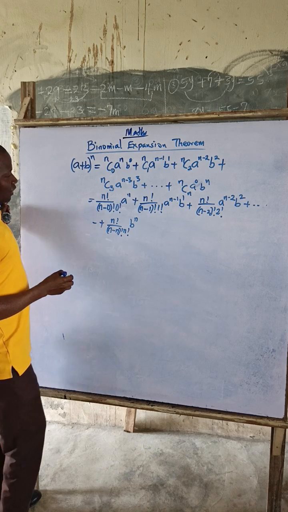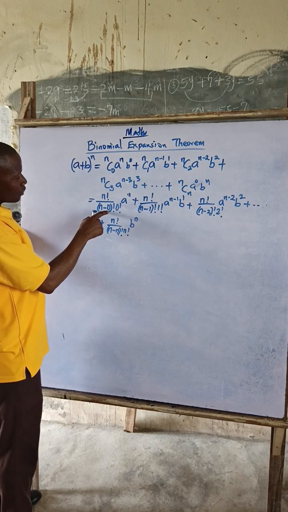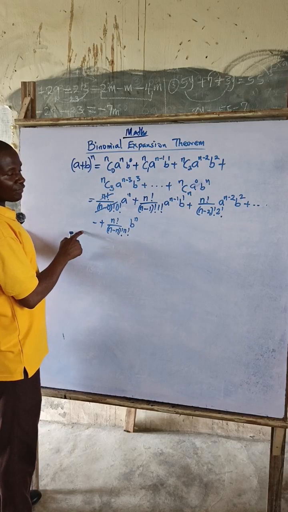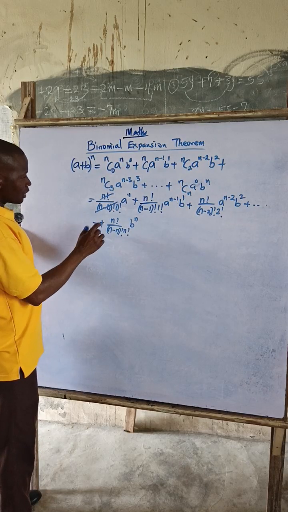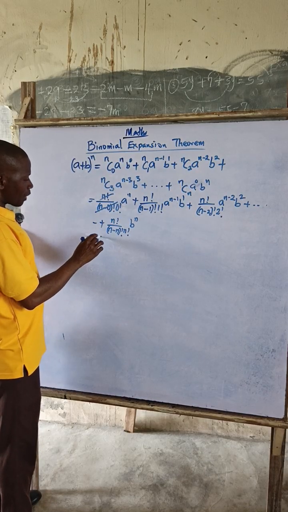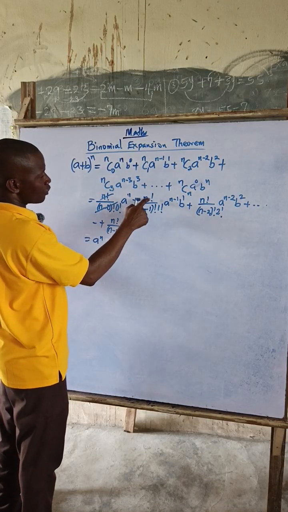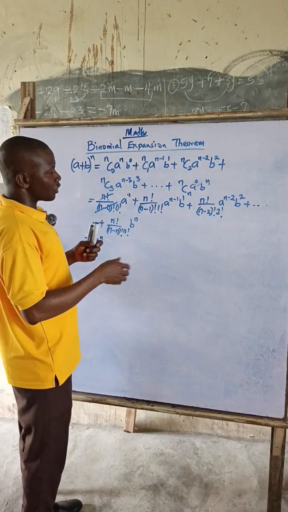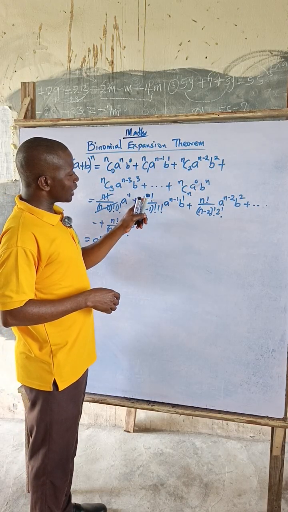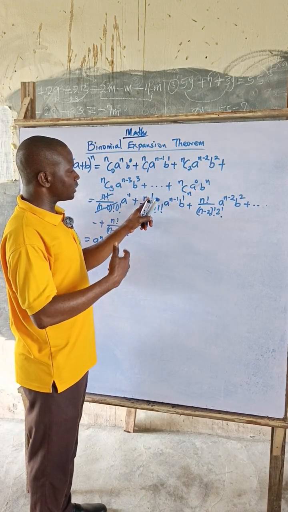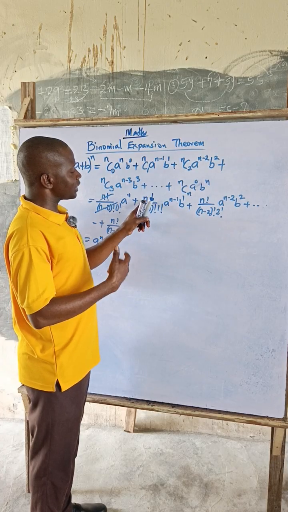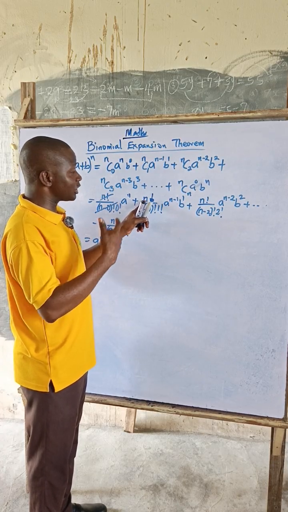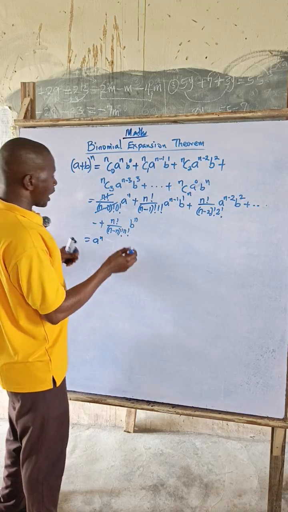So we have to simplify further. n minus 0 will give us n. That is n factorial over n factorial, we cancel n factorial. 0 factorial is 1. So therefore, here we will be left with a raised to power n. But in this case, we are going to expand this. Don't forget, when I was discussing factorial, the value of n will be decreasing by 1. Each subsequent term will be decreasing by 1.